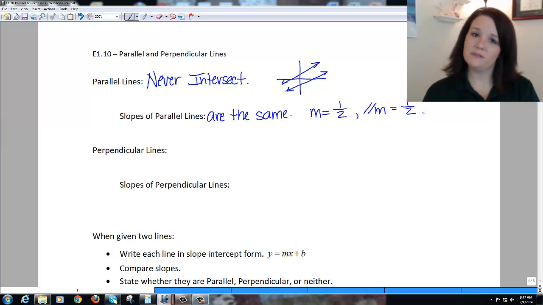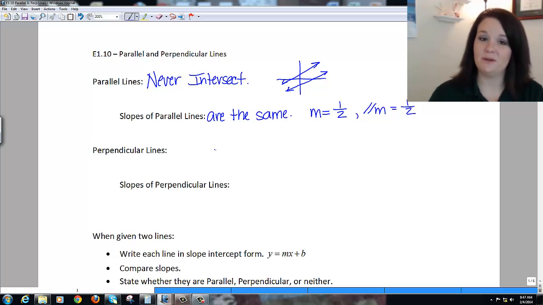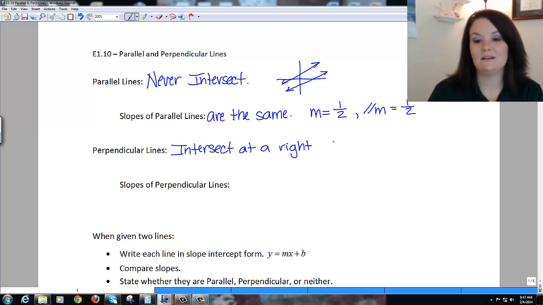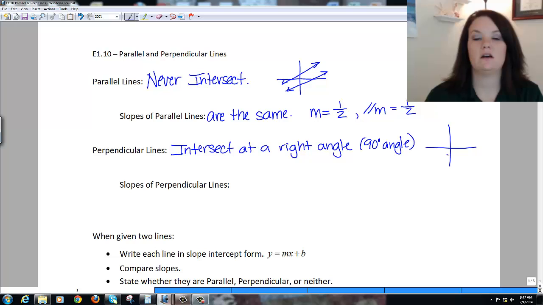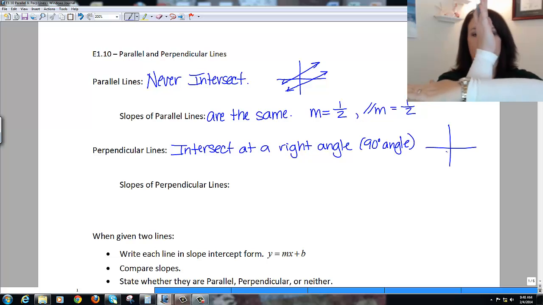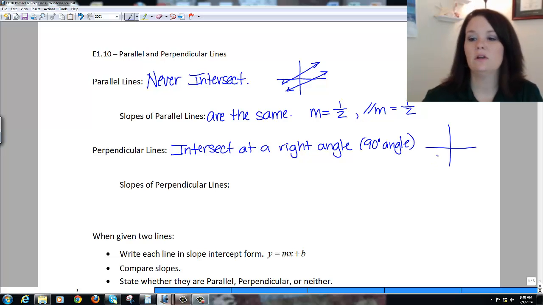Okay, perpendicular lines, on the other hand, do cross, they do intersect, but specifically they intersect at a right angle, or in other words, a 90-degree angle. Okay, so if I have two lines that cross at a 90-degree angle, one example is my x and y axis. They're exactly perpendicular because my x and y axis cross at a perfect 90-degree angle. Okay, but they don't have to be horizontal and vertical lines. They could be slanted lines, something like this. As long as the point in which they intersect is exactly a 90-degree angle, they're perpendicular.